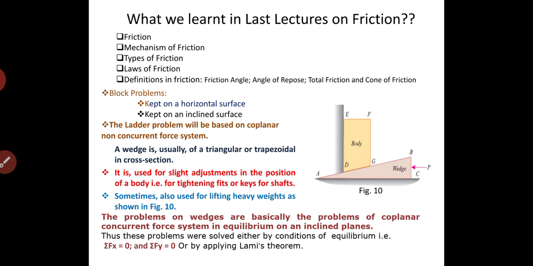Let us recapture what we learned in the last lectures on friction. Here we learned about the mechanism of friction, types of friction, laws of friction, and then definitions in friction, that is friction angle, angle of repose, total friction, cone of friction. Then we solved a few problems on blocks kept on horizontal and inclined planes. Then we solved some problems based on ladder problems, then wedge problems.